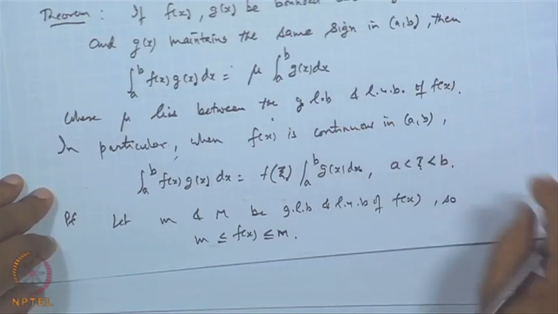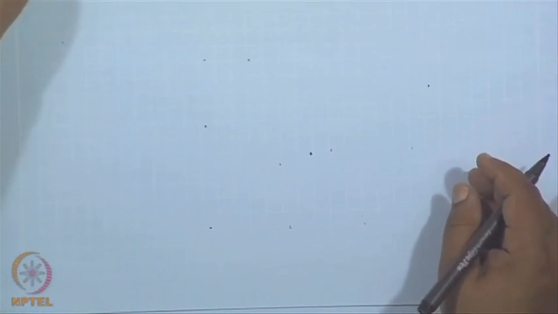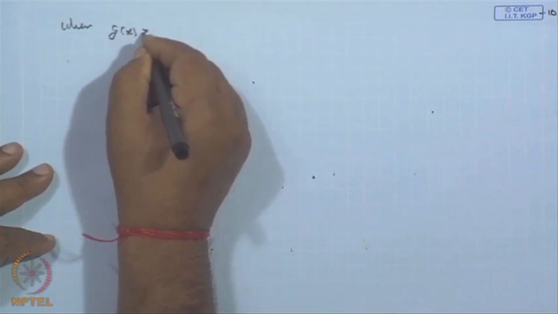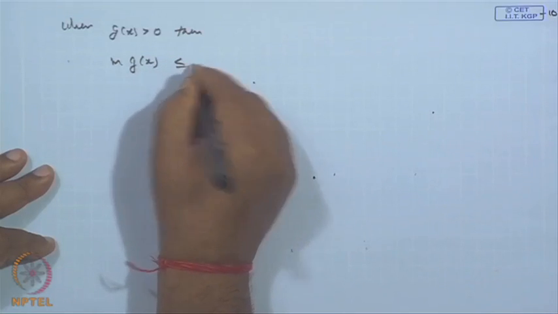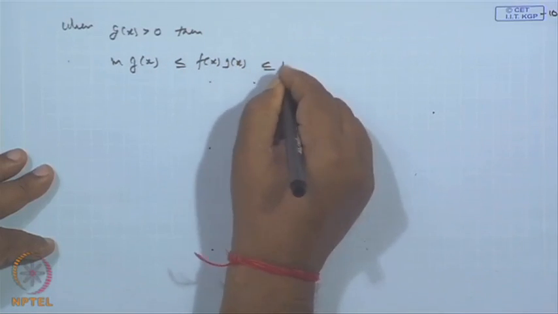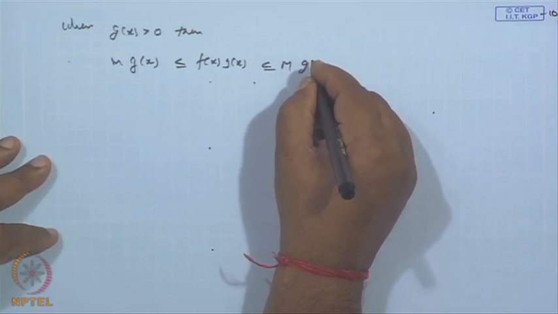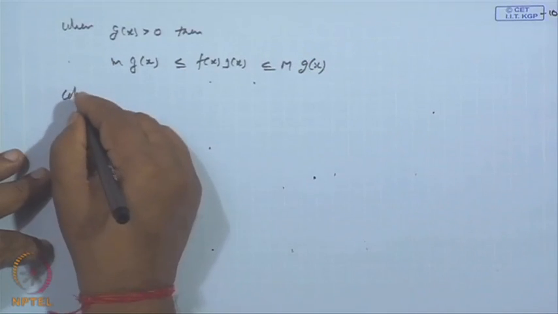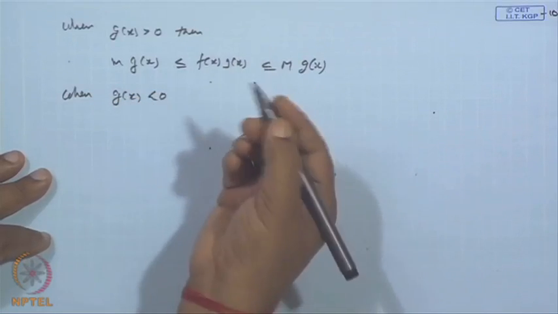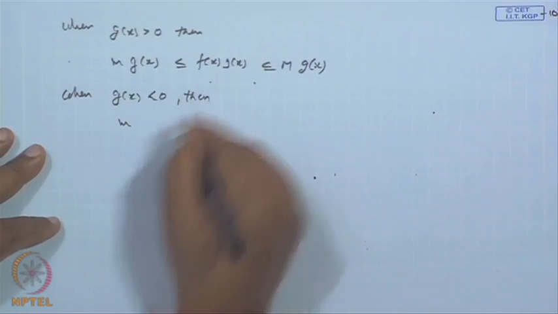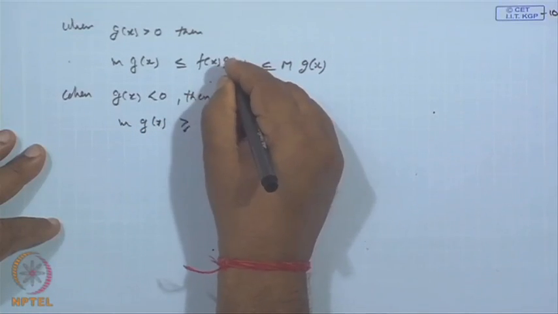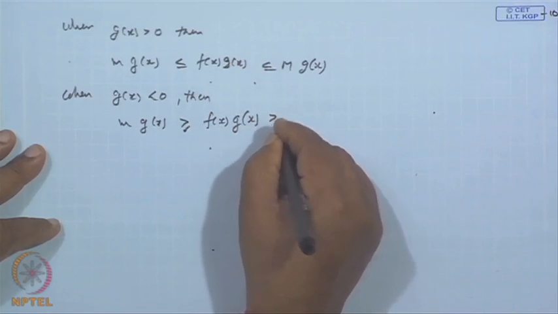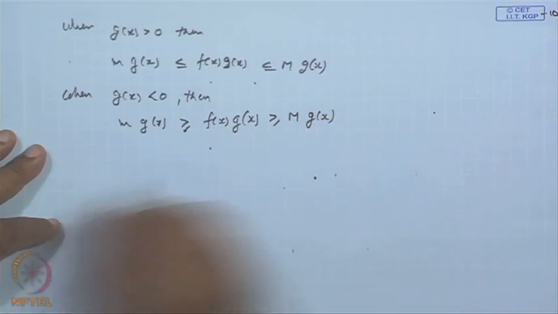Since g x maintains the same sign, either it is positive or it is negative. So, if g x is greater than 0, then multiplying by g x both sides, we get m g x less than or equal to f x g x, which is less than or equal to capital M g x. And when g x is negative, the order will reverse. So, we get m g x greater than or equal to f x g x, which is greater than or equal to capital M g x, like this.